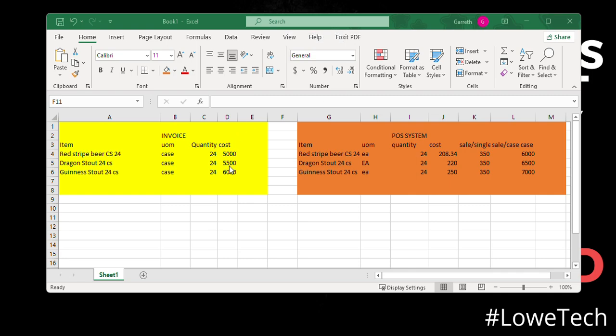Scenario. We get invoice information here from an invoice, the cost price, and this is what we need in the POS. So you realize we're going to sell the singles for 350 and we're going to sell the case for $6,000. Well, these are a cost price.